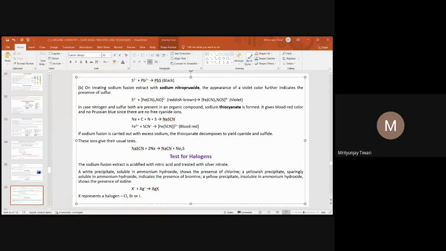The cyanide and sulfide decompose, and these ions could otherwise interfere with the silver nitrate test for halogens, because they are pseudo halogens. Sodium thiocyanate is formed, and CN minus is formed, and CN minus can behave as a pseudo halogen. Cyanide and thiocyanate both behave as pseudo halogens, and they may also form a precipitate and confuse you into thinking that the compound contains a halogen, when actually the precipitate you obtain is because of the formation of thiocyanate or cyanide.